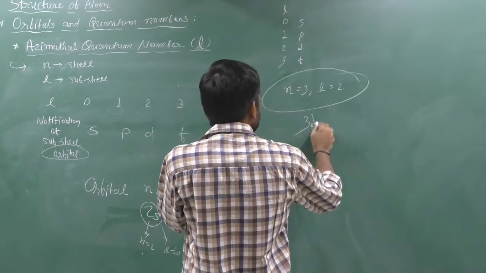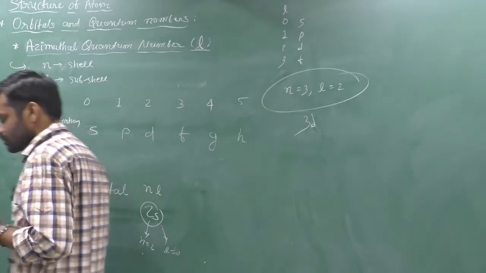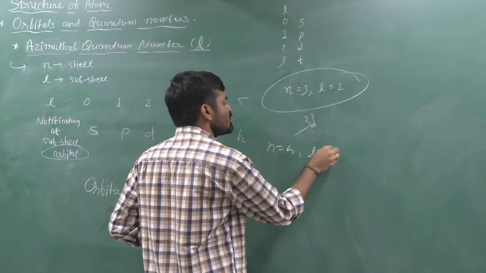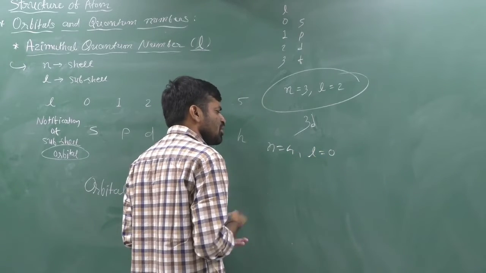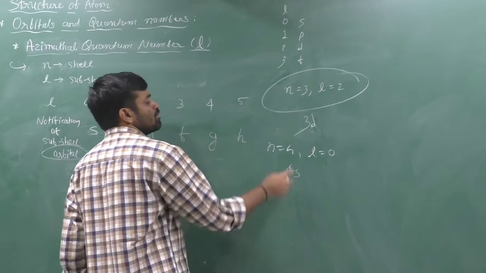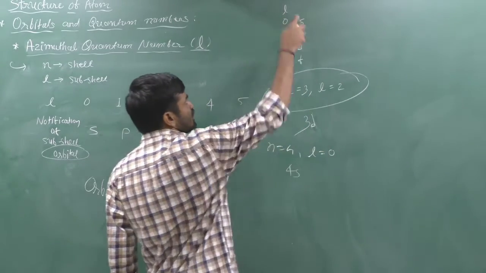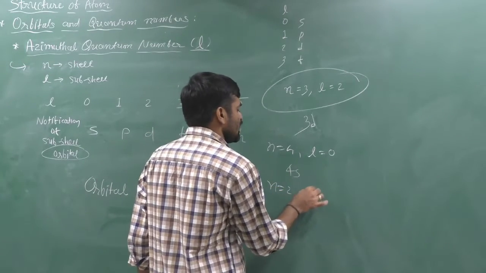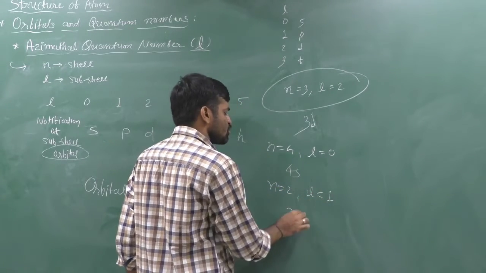3D, because 2 stands for D. Suppose someone gives us n is equal to 4 and L is equal to 0, then what is the orbital? We can say that it is 4s, because 0 stands for s. If anyone says that n is equal to 2 and L is equal to 1, therefore we can say that it is 2p.